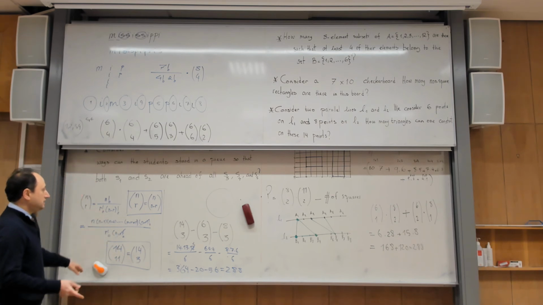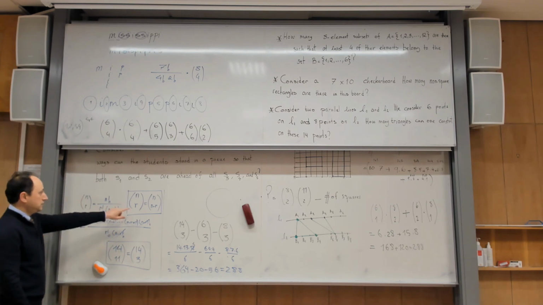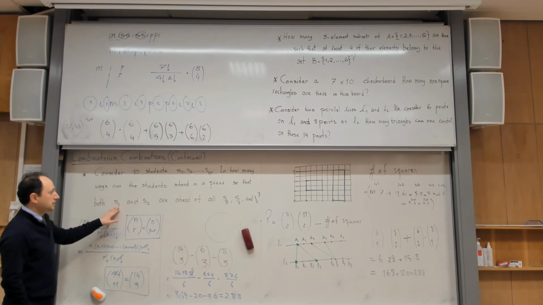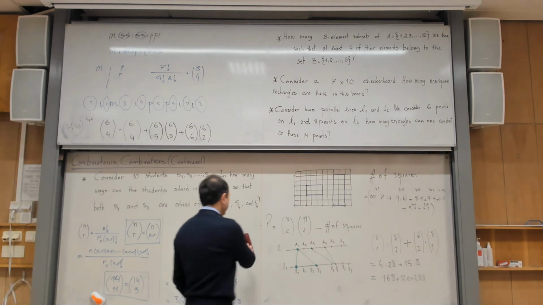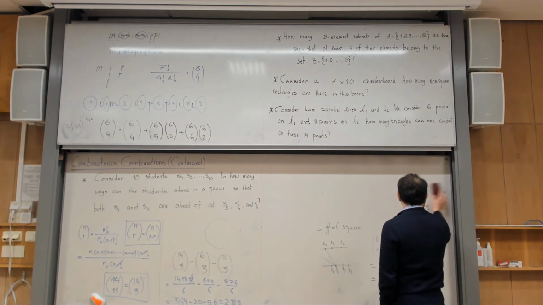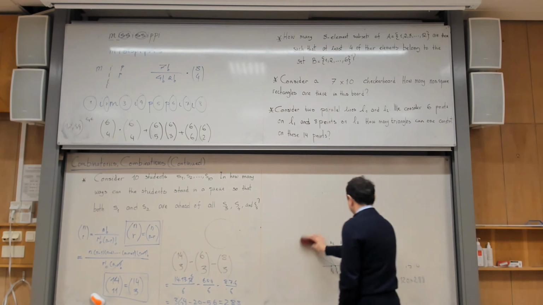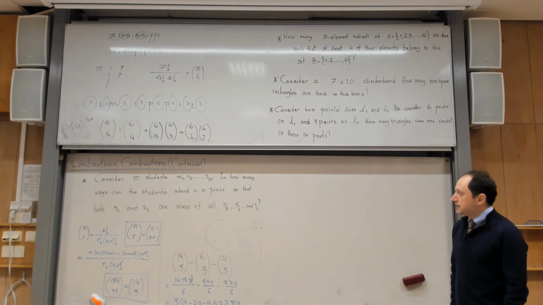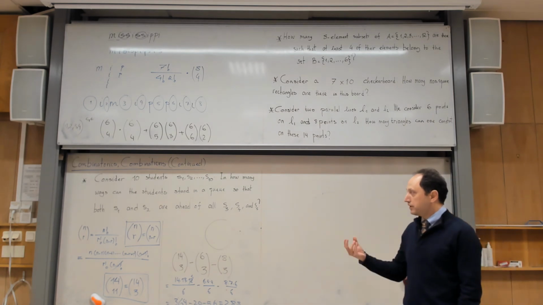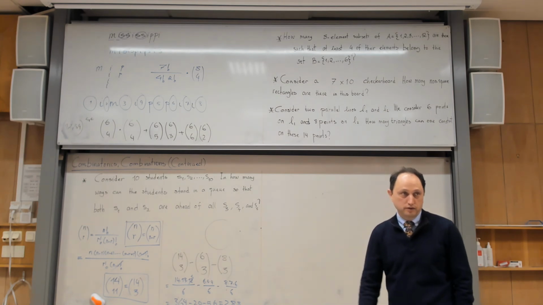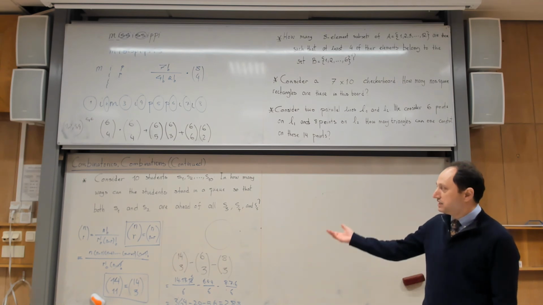Okay, so this is one part of today's lesson. I wanted to give you this equality, that's important. And now I want to go back to solve this problem. How many of you could solve this one? Consider 10 students, S1 up to S10. In how many ways can the students stand in a queue so that both S1 and S2 are ahead of all S3, S4, and S5? And that's exactly the meaning of the words.